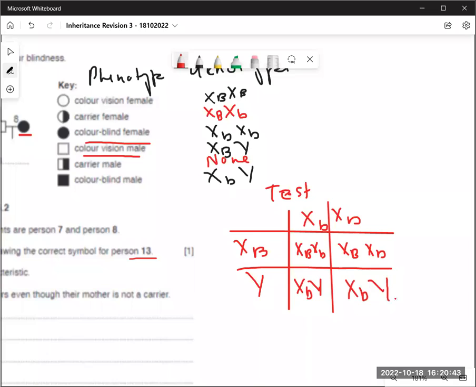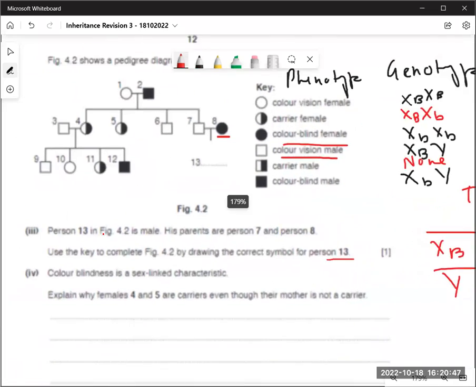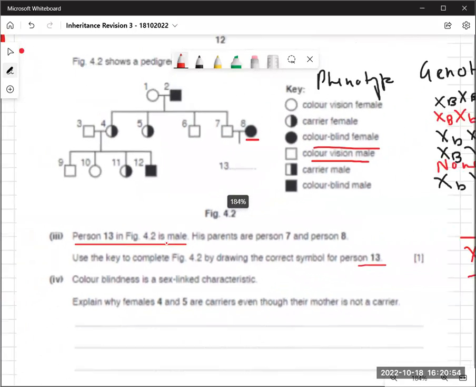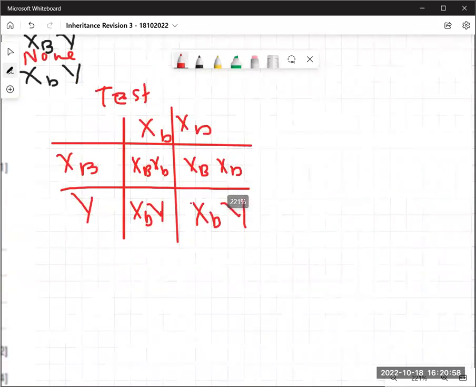And XPY. Any doubts? I hope not. Okay. Now they're telling us the person 13 is a male. What are they telling us? Is a male. Right? Male. So what is the possibility of male do you have here?